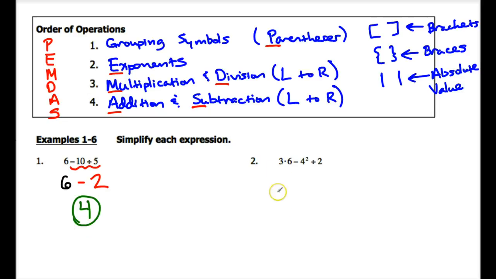Okay, now let's look at number 2. We have 3 times 6 minus 4 squared divided by 2. Okay, so I don't have any grouping symbols for this one, but I do have an exponent. Okay, I have an exponent right here, 4 squared.